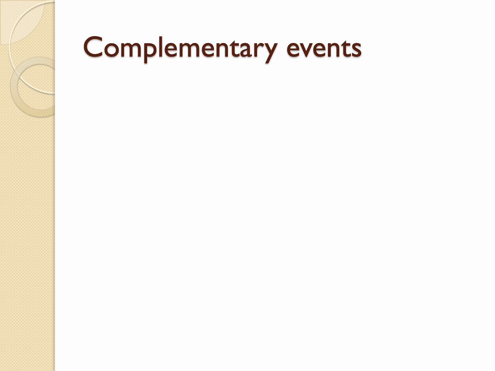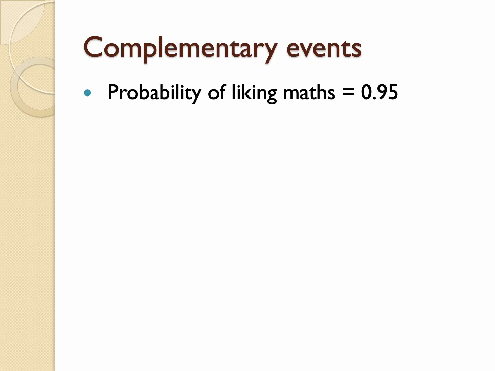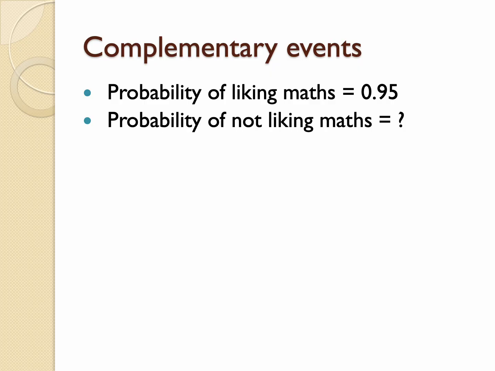Now we come to the complementary events. Complementary events are a special kind of mutually exclusive events. To understand them, consider an example. Suppose the probability of liking maths in our class is 0.95 or 95%. Then what is the probability of not liking maths?